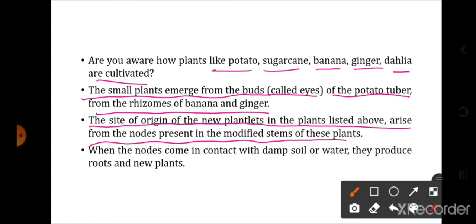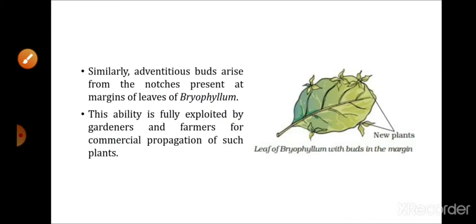Basically, the examples mentioned, like potato, sugarcane, banana, ginger, dahlia, all these are modified stems, and as they are stems they will have nodes, and from the nodes of these plants new plantlets will form. When the nodes come in contact with damp soil or water, damp soil is moist soil, at that time they produce new roots and new plants. So this is how reproduction occurs in different types of plants.